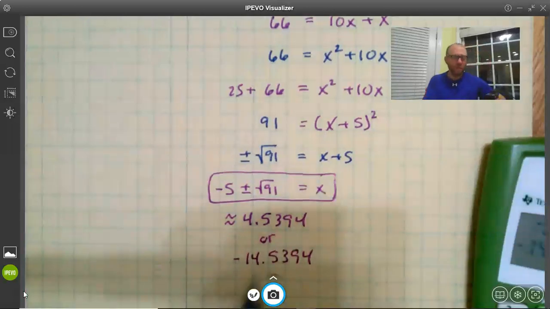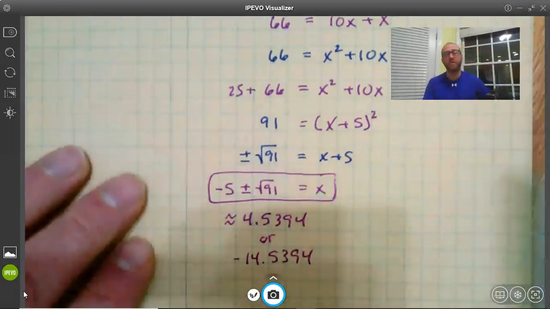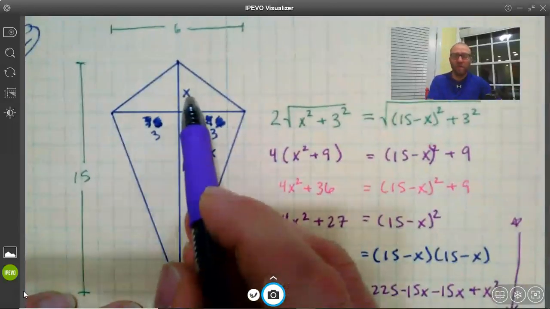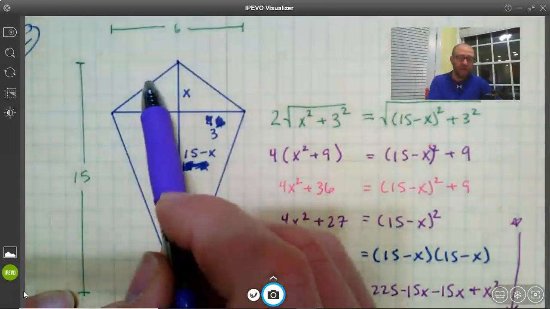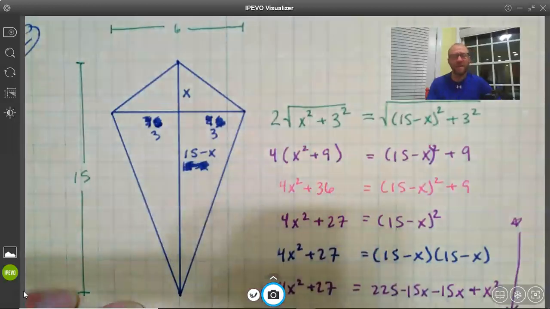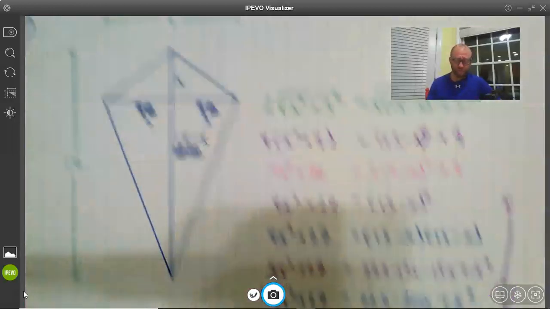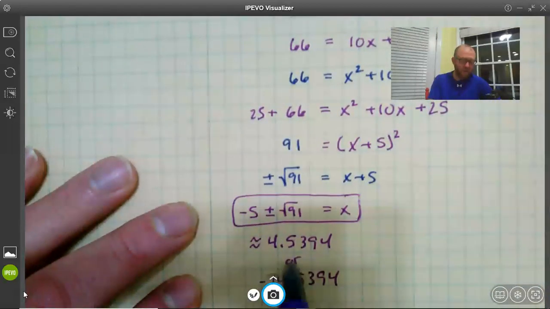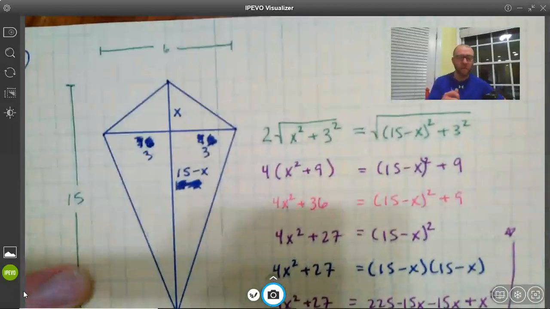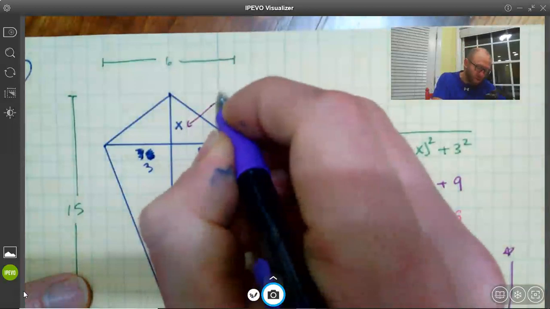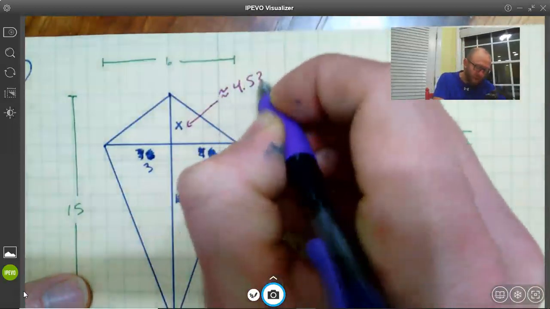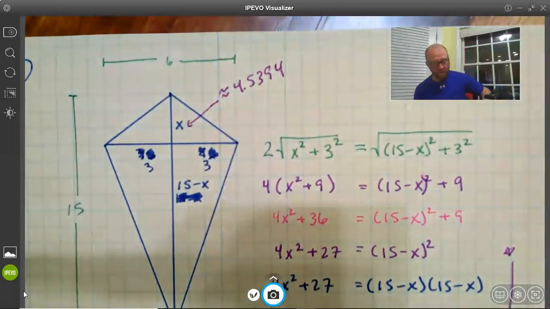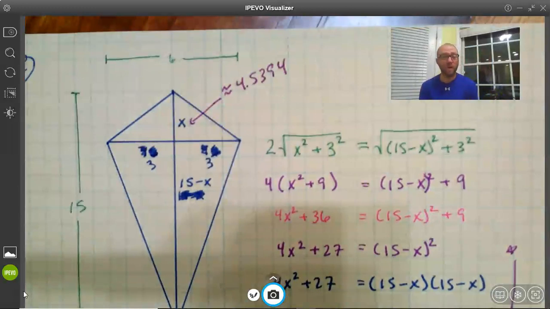Now, the negative value, that's not going to make much sense in terms of our original problem. Let's go back and look at it again. Our original problem was how long does x need to be so that this side here is half as long as this side here. A negative value for x just doesn't make any sense. So it must be that this positive value is it right here, approximately 4.5394. Specifically that number is negative 5 plus the square root of 91.